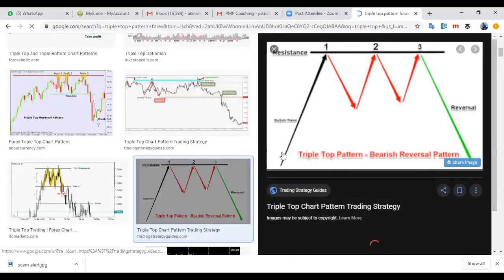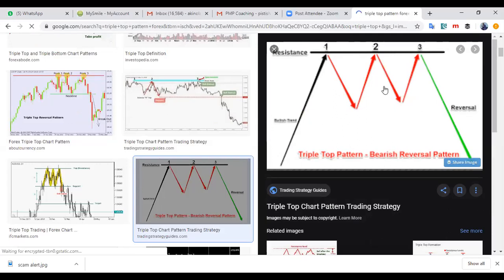Now look at this. 1, 2, 3. This is the neckline. Something like this. This is the neckline. And then they say you have to wait for the neckline to be broken, and then you sell from there. But this is what I do. So as I'm speaking, I'll be telling you my own method of doing this thing.